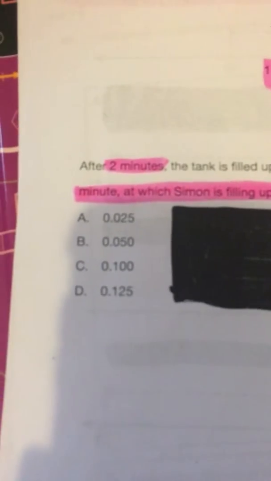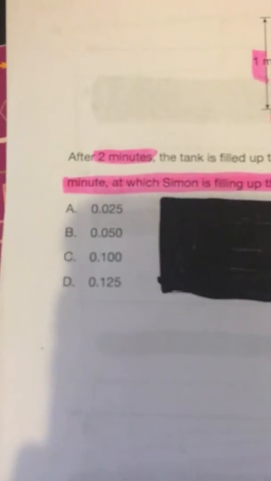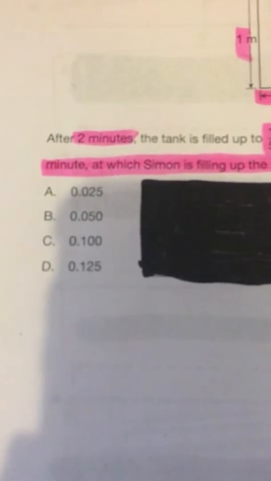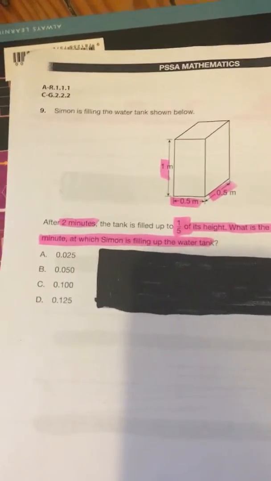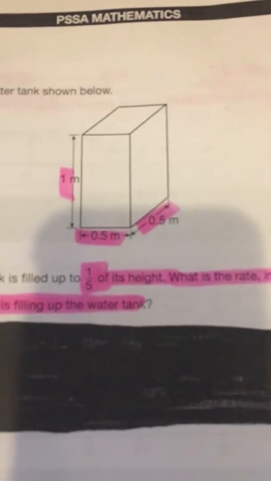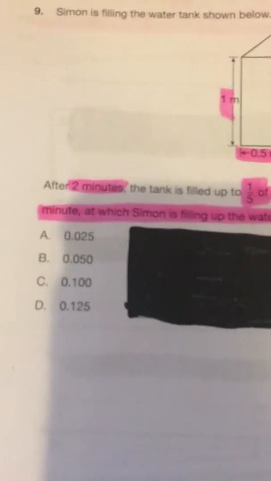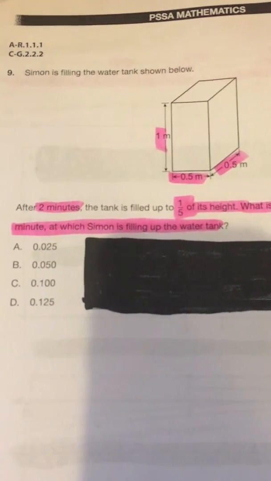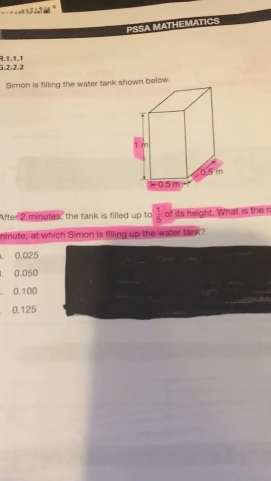Our options are 0.025, 0.050, 0.100, and 0.125. I went ahead and applied cubes to this problem. I highlighted all my important numbers, so I have all of the numbers labeled on my cube there. Then I have 2 minutes and 1/5 of its height. The question that we are being asked is, what is the rate in cubic meters per minute at which Simon is filling up the water tank?